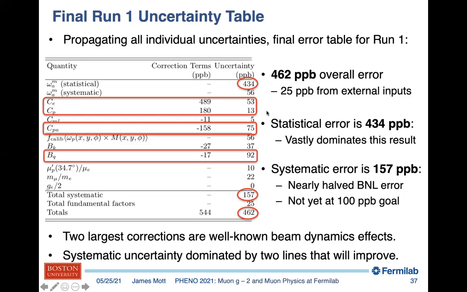And then the systematic uncertainty at the moment is dominated by these 2 corrections here, which for technical reasons, so this is a kind of beam dynamics effect, and this is a field from the quadrupole storage magnets. So for technical reasons, these are basically going to improve a lot after this Run 1 analysis, and we think we'll easily be able to get below our 100 part per billion goal.